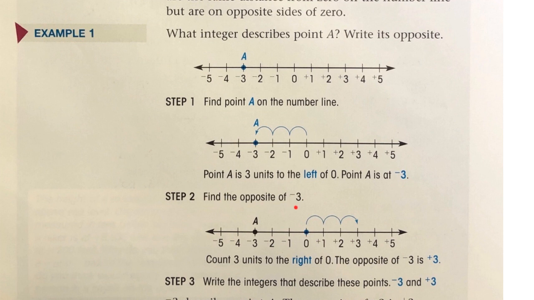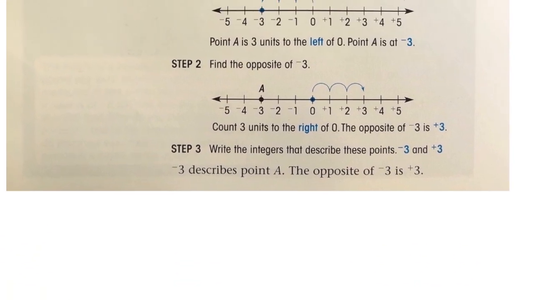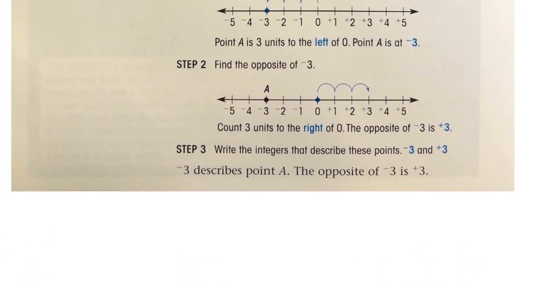The opposite of negative 3 would be 3 units to the right of 0. 1, 2, 3. So positive 3. So we write the integers that describe these points as negative 3 and 3.